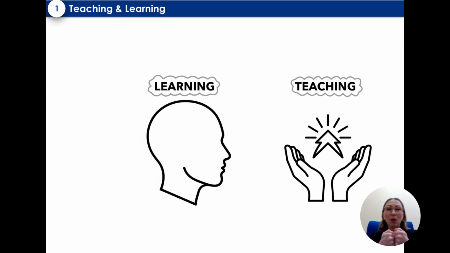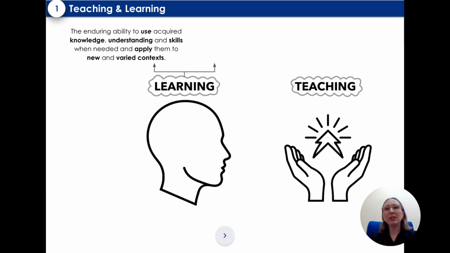Learning and teaching are intertwined. Teaching is contingent on learning having happened, otherwise teaching has not occurred. Learning can be defined as the ability to use any sort of acquired knowledge, understanding and skills when it is needed, and apply it to new contexts that you experience in your life. In order to do this, that information, that understanding, that knowledge, those skills have to be available and accessible when needed. And there are principles that underpin learning.